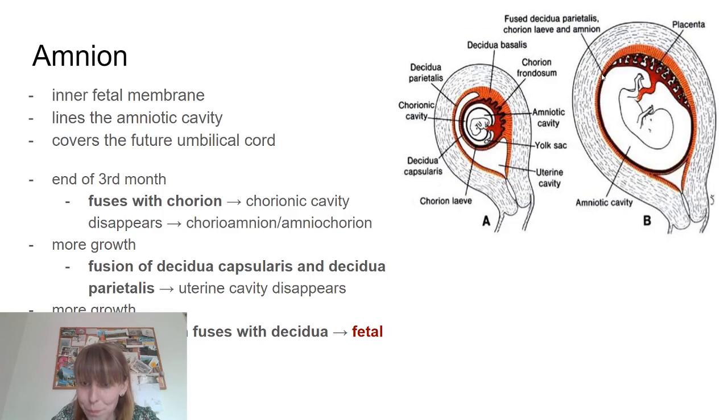So the amnion, which is lining this cavity, will also line, of course, it makes sense, the umbilical cord, which is going from the placenta to the fetus. So all of this whole cavity will be lined with amnion.